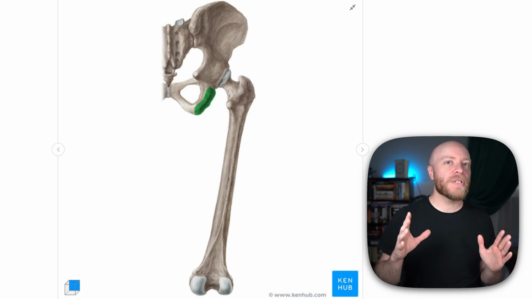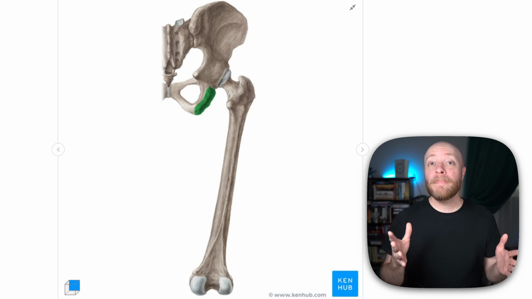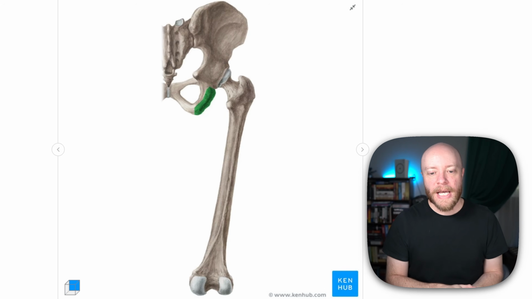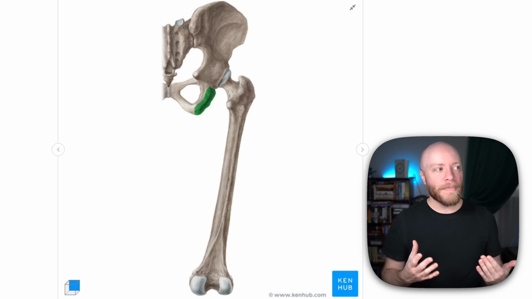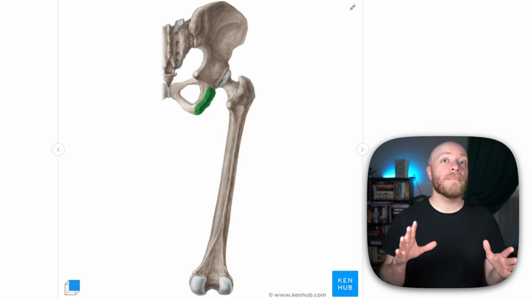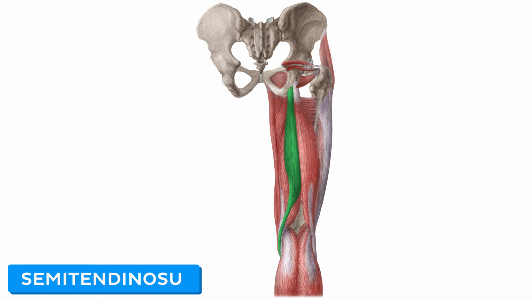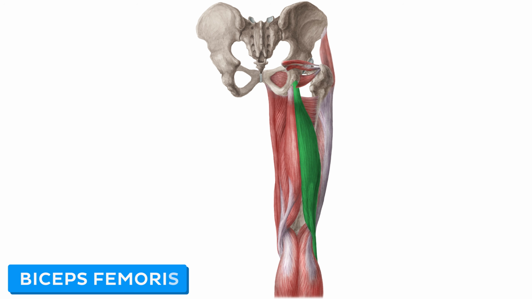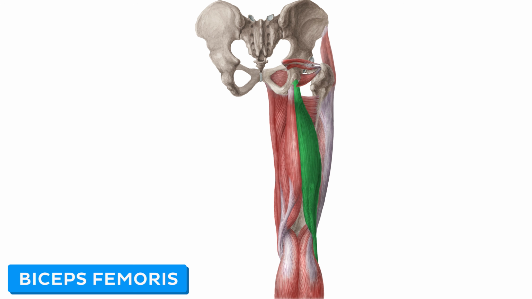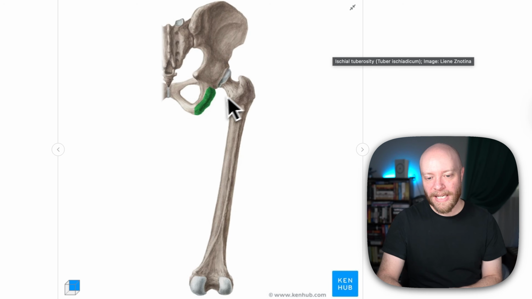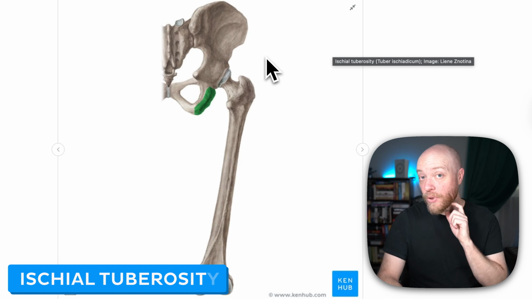So again, this is in the posterior thigh. There are three compartments of the thigh. You have an anterior, medial, and a posterior thigh compartment. And the nice thing about the posterior thigh compartment is that all three muscles, so semimembranosus, which we're discussing, you also have semitendinosus and biceps femoris, each one of them are going to originate in the exact same place. And that is going to be here at what's known as the ischial tuberosity.